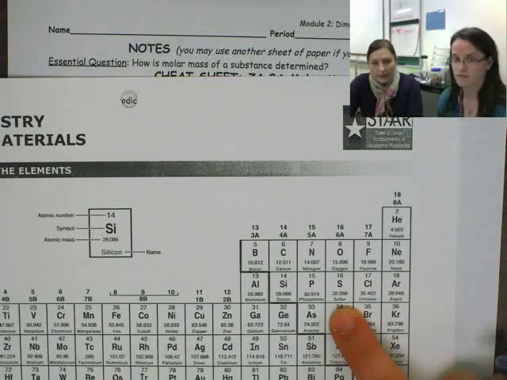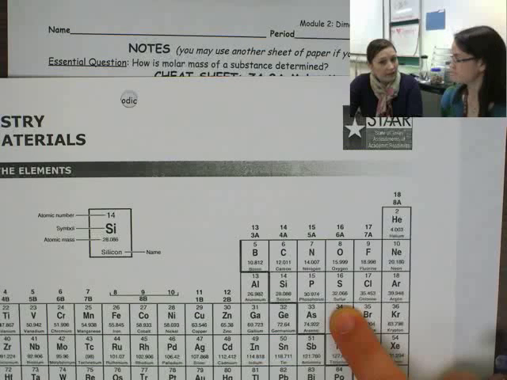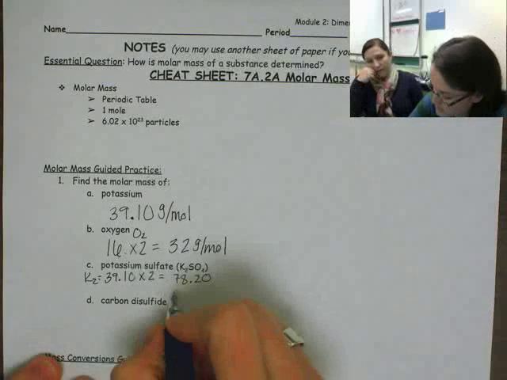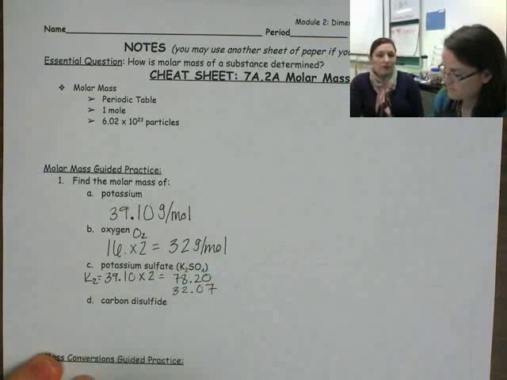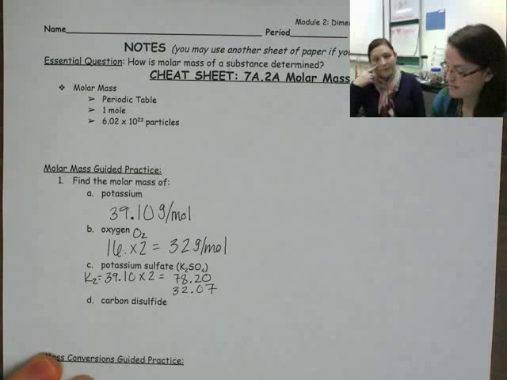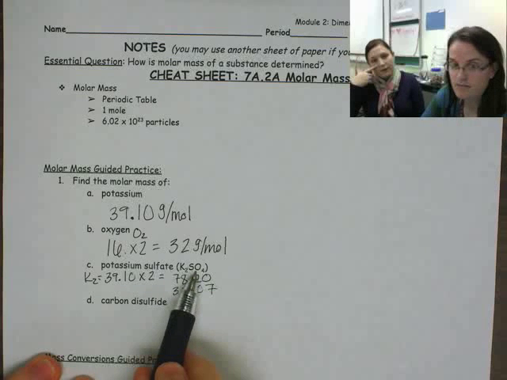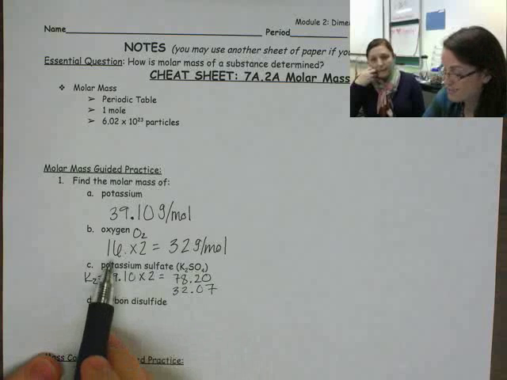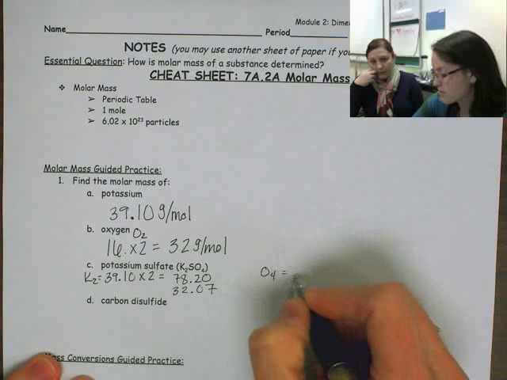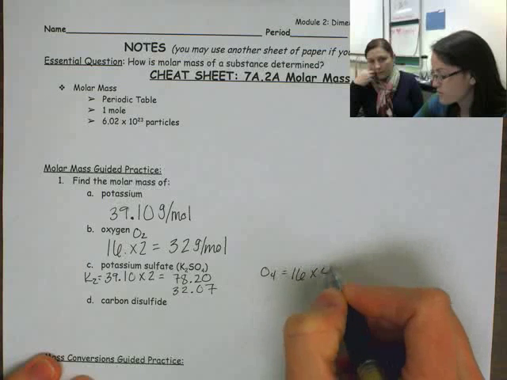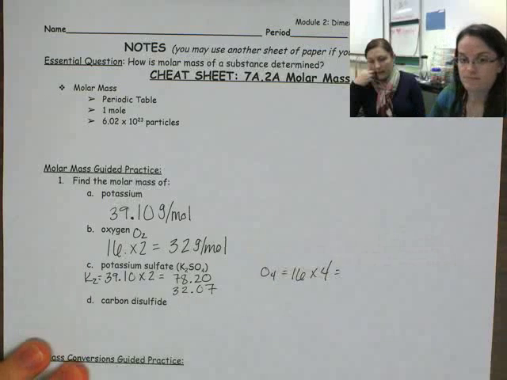32.066, so that would be 32.07? Correct. So we'll put 32.07 down here. Oh, and we don't have to multiply because we only have 1. Correct. Okay. And then how many oxygens do I have? 4. And we said the oxygen was 16 already, so over here to do O4, we're going to do 16 times 4. That is 64.